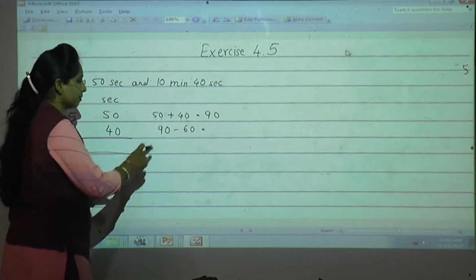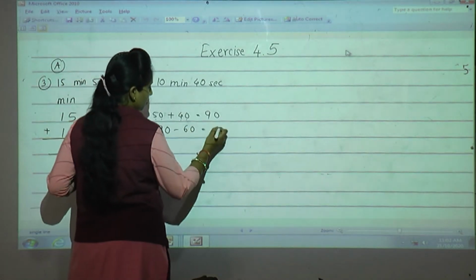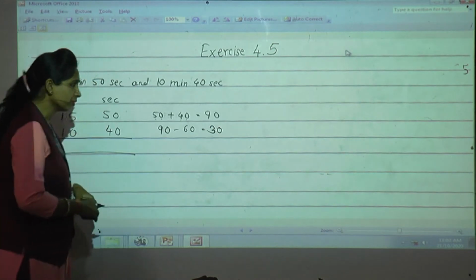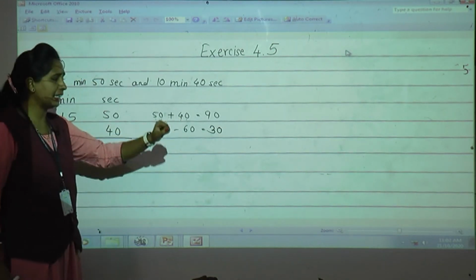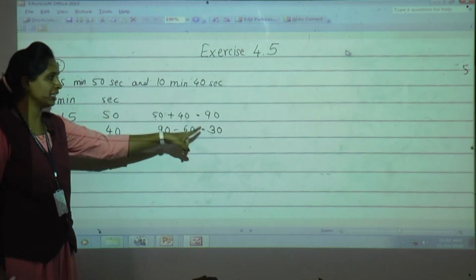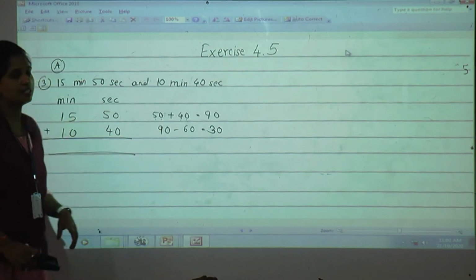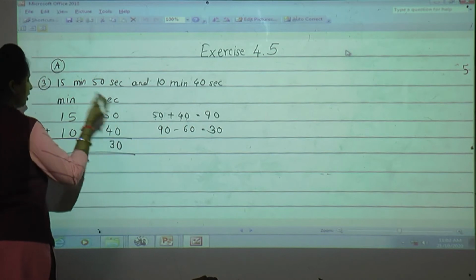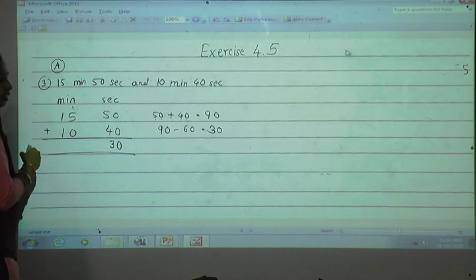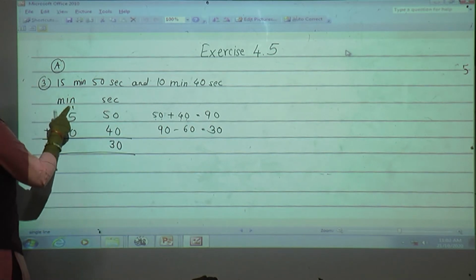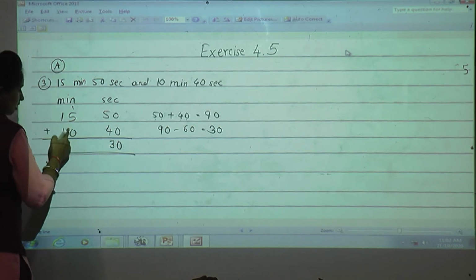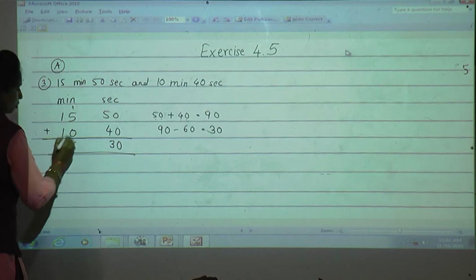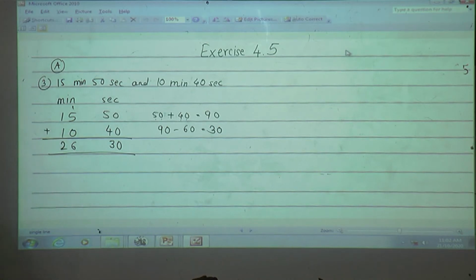So if we subtract, see, 0 minus 0 is 0, 9 minus 6 is 3. So in 90 seconds we have 1 minute and 30 seconds. So write 30 here and we will carry 1 minute here. Okay, so now 1 plus 5 is 6, 6 plus 0 is 6 only. 1 plus 1 is 2. So how many minutes do we have here together?